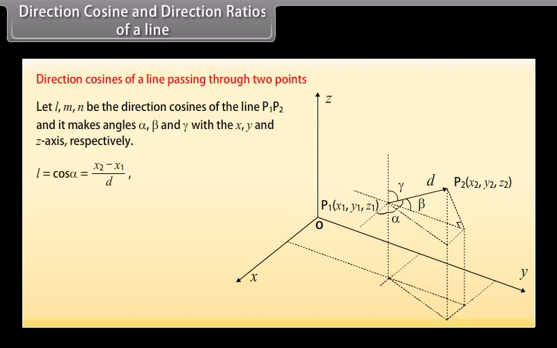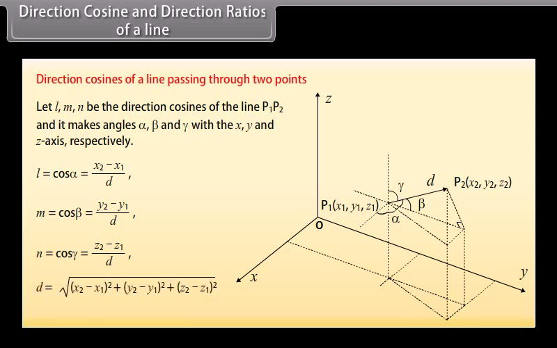The direction cosines are given as L equals cos alpha equals (x2 minus x1) by d, M equals cos beta equals (y2 minus y1) by d, N equals cos gamma equals (z2 minus z1) by d, where d equals square root of (x2 minus x1) square plus (y2 minus y1) square plus (z2 minus z1) square.